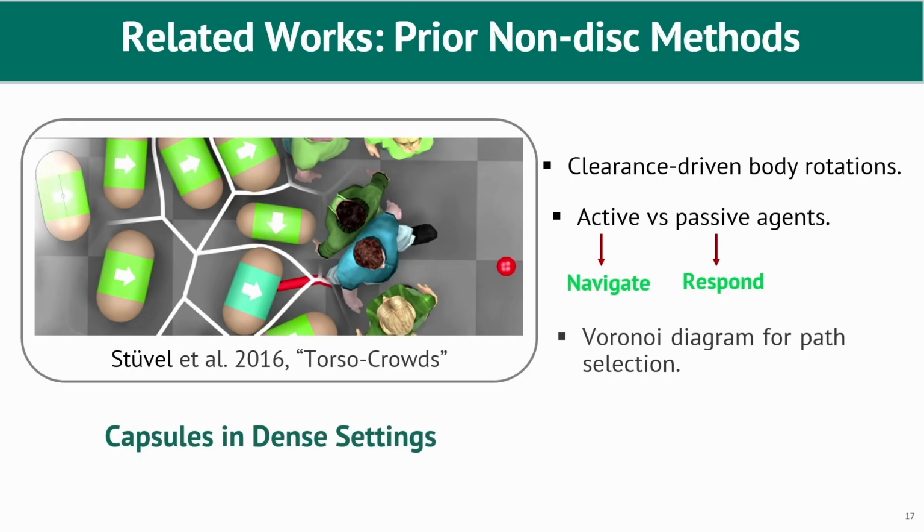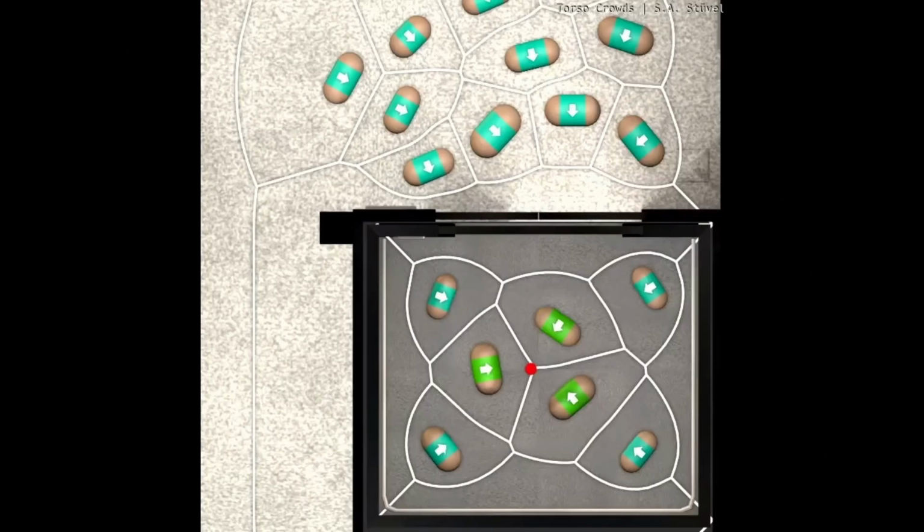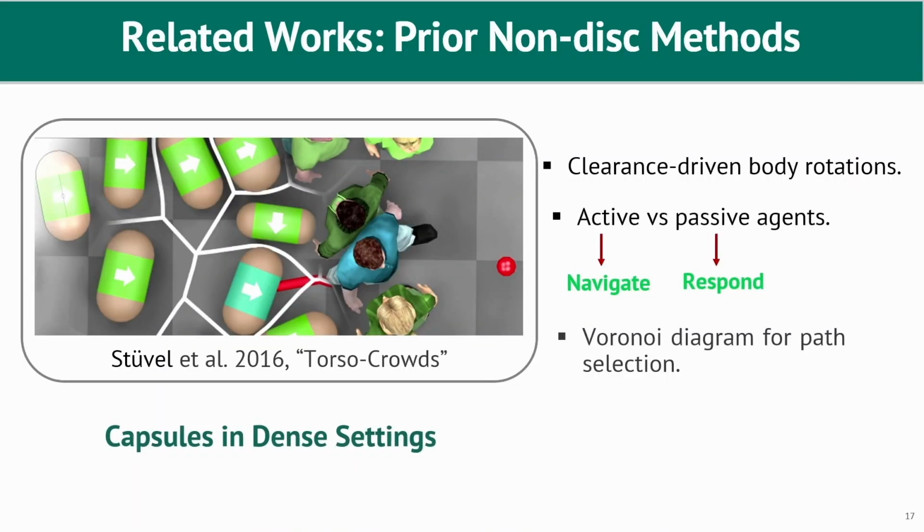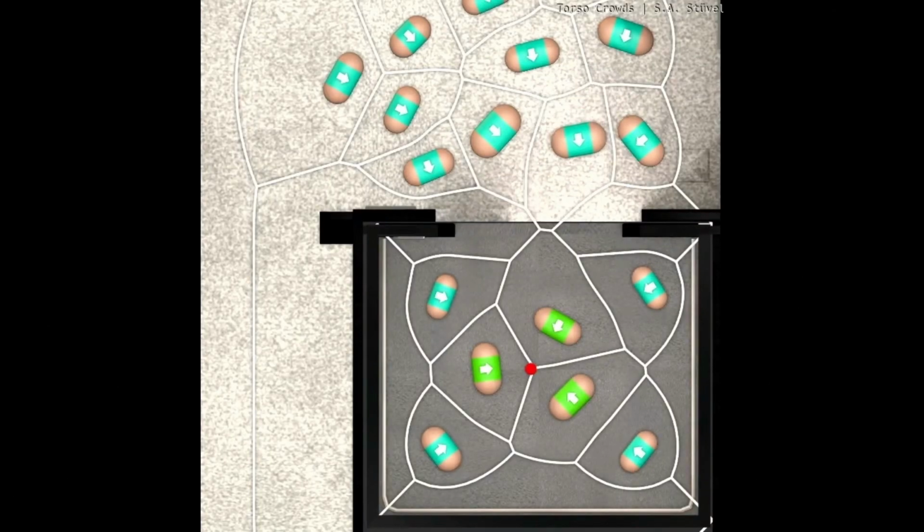Now, I will discuss some of the most significant related work, which is non-disk based. The first one is by Stubel and his colleagues. They represent crowds as capsules, with a clearance-driven body rotation, where the rotation is based on available clearance. They divide the crowd into active and passive agents, where active agents navigate and passive agents have only minimal movement to allow the active agents to pass to the goal, and they use the Bernoulli diagram for path selection.